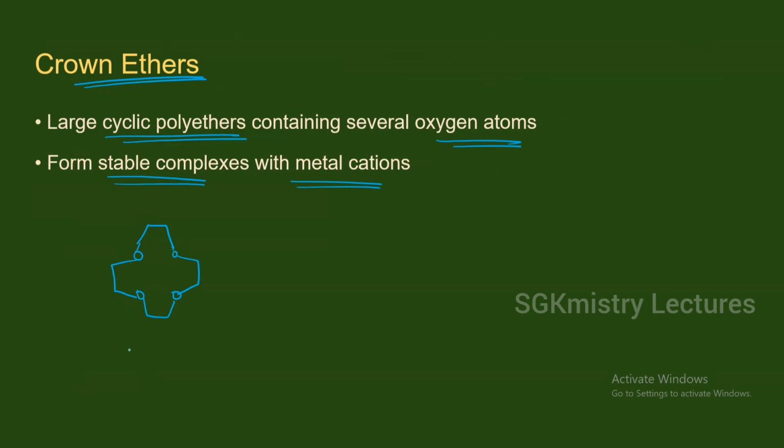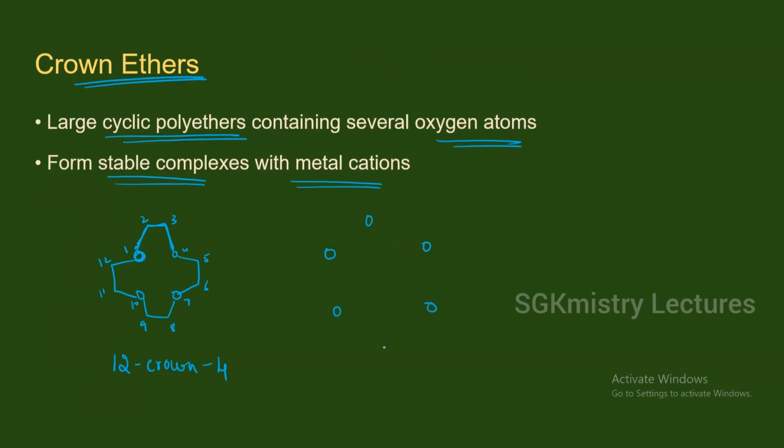Okay. So now we name it as, first you count how many atoms are present in the ring. Now, if I start from here, 1, 2, 3, 4, 5, 6, 7, 8, 9, 10, 11, and 12. There are 12 members in the ring. So we name this as 12 crown. How many oxygen atoms are there? 4. So 12 crown 4.